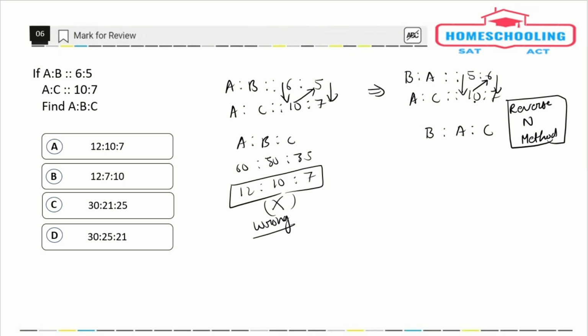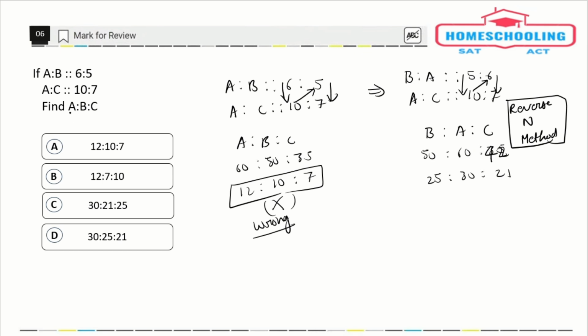So 5 into 10, that would be 50. A would be 10 into 6, 60. And 6 into 7, sorry, 42. That would be 42. So now what we're going to do here is divide all of them by 2: 25, 30, and 21.